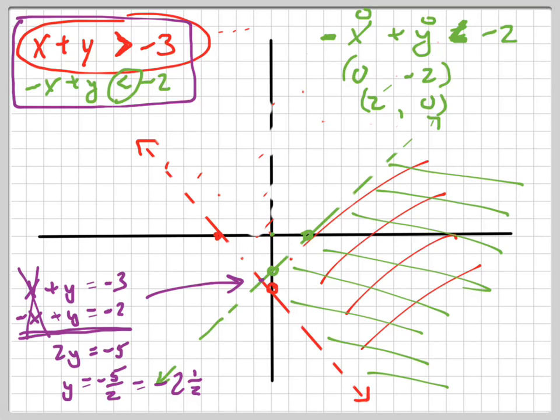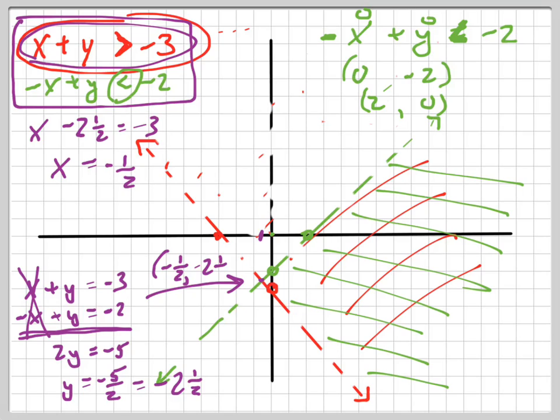And so I should be able to plug negative 2.5 into either one of these. Let's plug it into this top one, the red one here. x plus a negative 2.5 equals negative 3. Add 2.5 to both sides, and I get negative 1/2. And look, that makes sense because there's negative 1/2 and there's negative 2.5. That looks exactly like what it is. (-1/2, -2.5) is the intersection point right there. So if they wanted the intersection point, that's how you find it, by solving the system of equations.